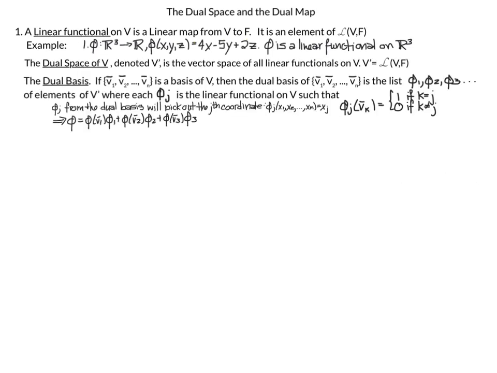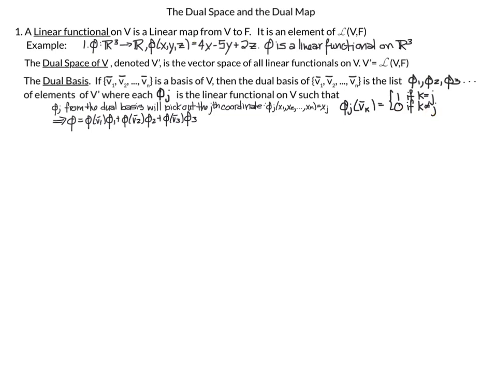We have a new vector space now, the dual space of V, and we need to find its basis. And what we are going to do is start with the basis v1, v2, up to vn of the vector space V. Then the dual basis of v1, v2, up to vn is going to be the list of functions phi1, phi2, up to phin, all elements of the dual space of V, where each phi sub j is the linear functional on V such that phi sub j operating on the kth basis vector of V is equal to 1 if k equals j, and 0 if k does not equal j.